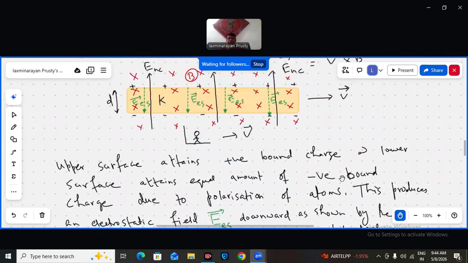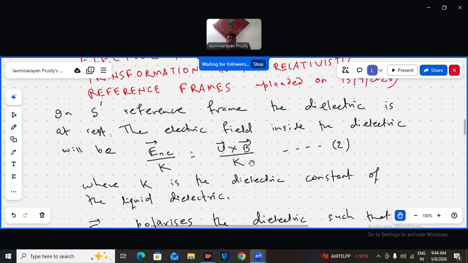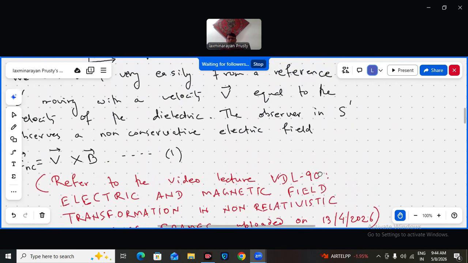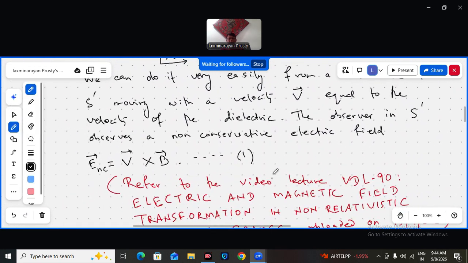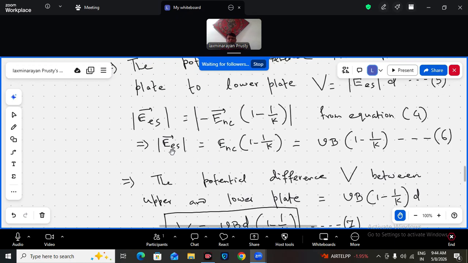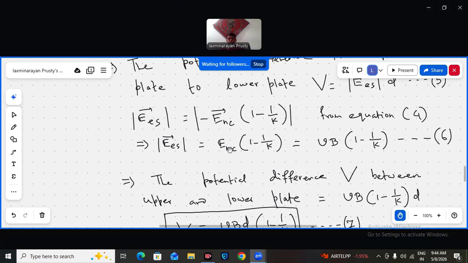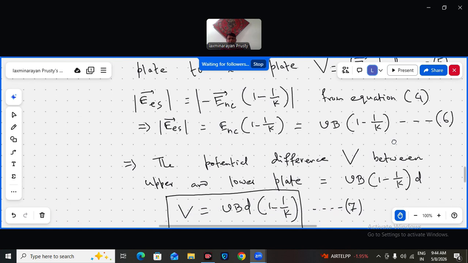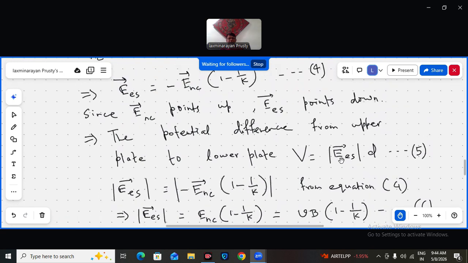Because ENC, as I wrote here, what is the ENC magnitude? This I'll write here: it implies ENC magnitude is VB, because they are mutually perpendicular. So with this I'm going to use this equation. ES magnitude is ENC magnitude times (1 minus 1 by K), that is VB (1 minus 1 by K). So what is the potential difference?